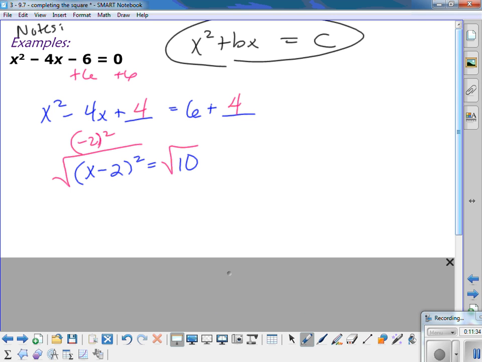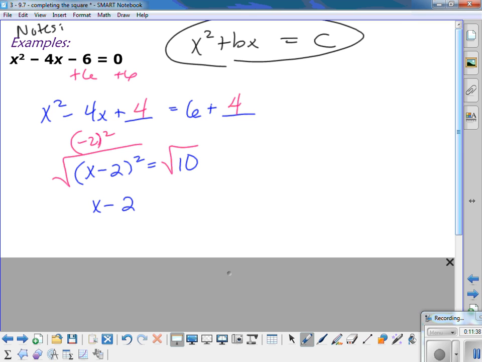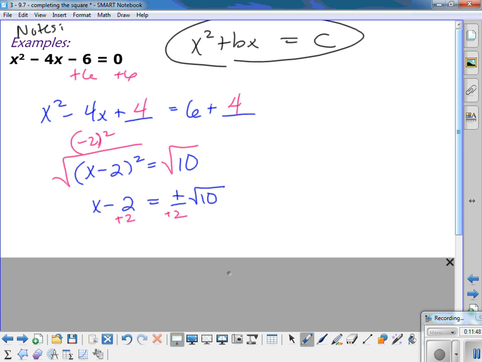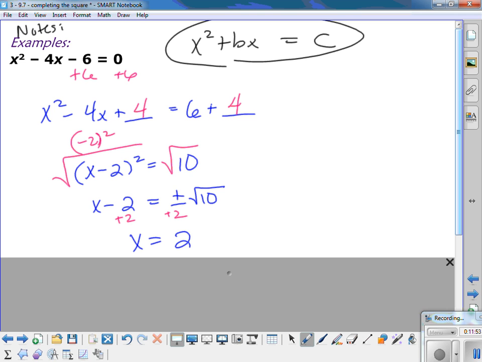Is 10 a perfect square? No. So I just leave it under the radical. So I get x minus 2 is equal to plus or minus the square root of 10. Am I done? Is the x alone yet? No, I still need to add the 2 onto both sides. And so that means that x is equal to 2 plus or minus the square root of 10.